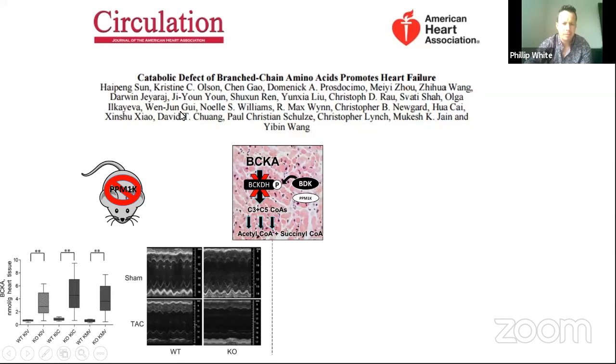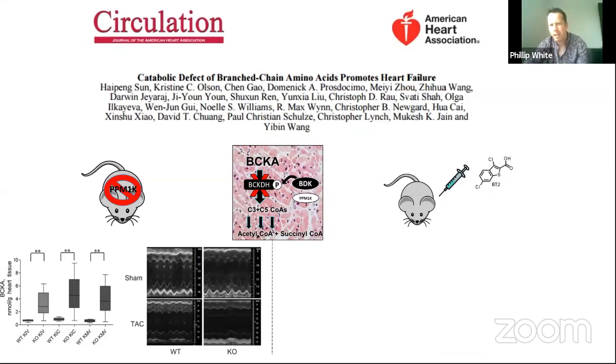And they did this by getting a ppm1k knockout animal, and by removing ppm1k systemically, what they have is a more inhibited form of BCKDH, and you see that the levels of branched-chain keto acids within the heart accumulate in this setting. And by echocardiography, they're able to demonstrate that this leads to, even in the sham setting, impairments in cardiac function, and in a transaortic constriction model, exacerbation of the heart failure phenotype.